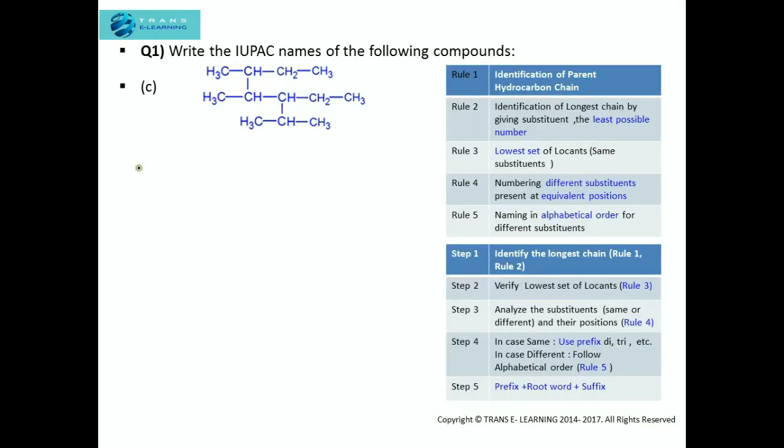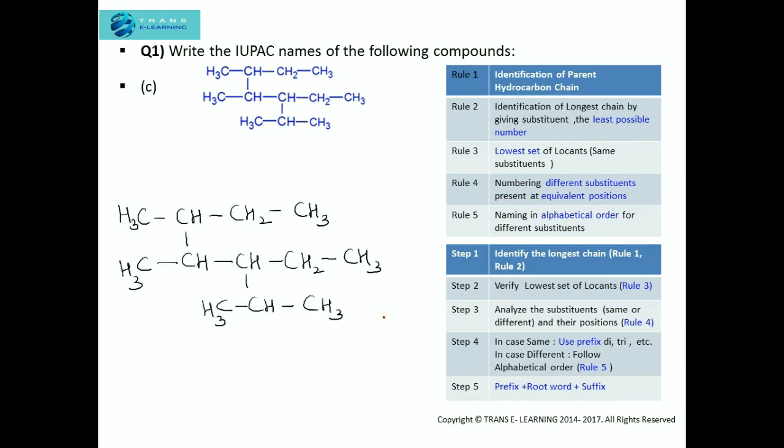Next question. This seems to be a complicated structure, but never mind, we will make it easy. So first of all, I will write the structure. Here is the structure. So as per step 1, we need to identify the longest chain by giving the least possible number to the substituents.